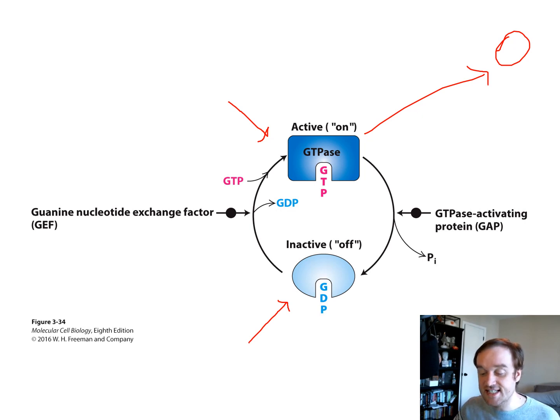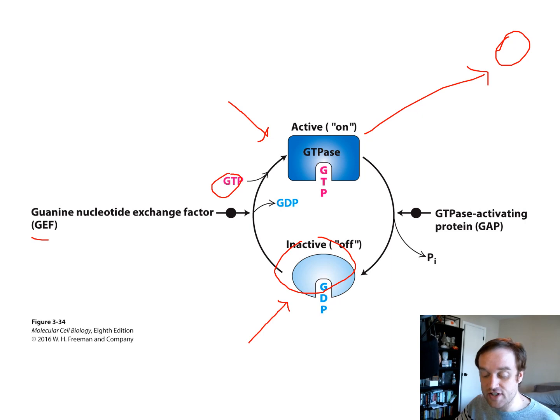And so the GDP bound protein is inactive. And so this down here is not able to go and regulate other proteins because it's in this off conformation. But there are a couple other cofactors here that are able to allow GDP to become the active form and the active form to become the inactive form. And so guanine nucleotide exchange factor, it will remove GDP from the inactive GTPase and it will add GTP.